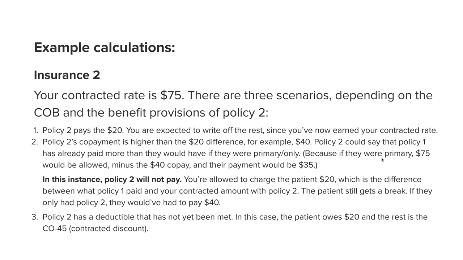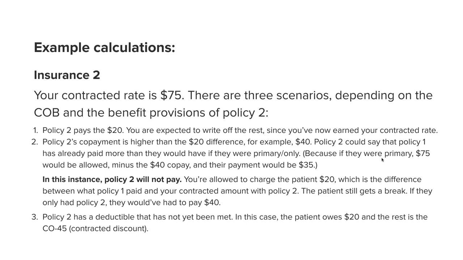With insurance two, because you're participating, your contracted rate is $75. So there are actually three different scenarios that could happen, which show the interaction of the coordination of benefits provisions and the actual benefits. One is really straightforward. Your contract rate is 75, you've been paid 55, so policy two pays 20. Then you're expected to write off the rest because you've now earned your contract rate. Simple, easy, and that's what you would think would happen.